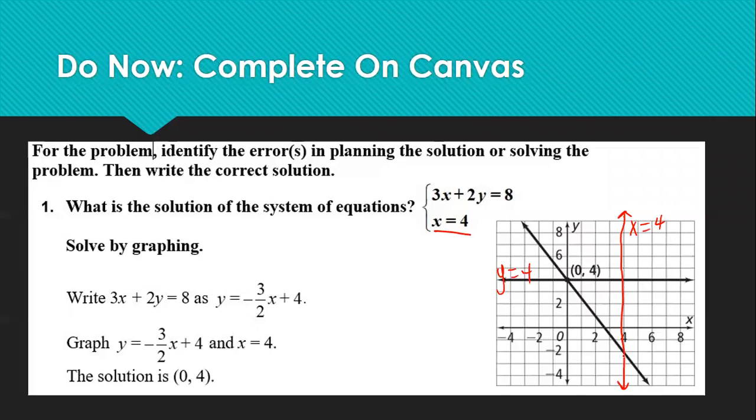This is x equals 4. The solution is 4, negative 2. All right, so the error: they graphed y equals 4 instead of x equals 4. So the solution is actually 4, negative 2.